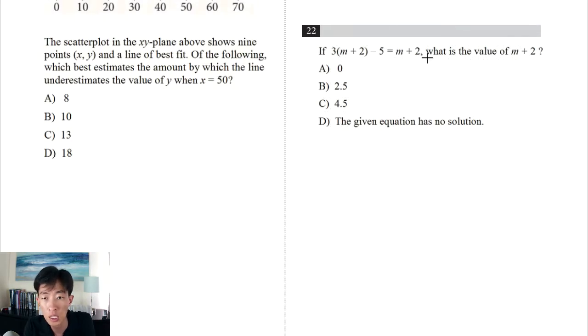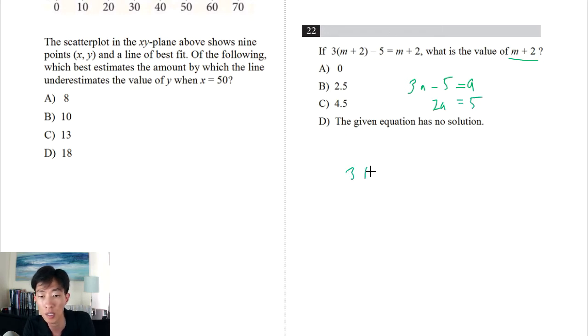Right, question 22. If blah, blah, blah, what is the value of m plus 2? All right, so notice that we have m plus 2 very nicely separated on each side of the equation. So I want you to see this equation as 3 times something minus 5 equals something. Because if you simplify it like that, you very quickly know that you just have to add 5 to both sides, subtract a from both sides. You're going to get 2a equals 5, and then you can solve it.